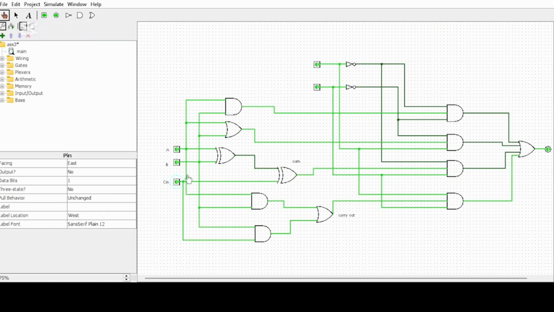Let's say all of them were on, which is 1, 1, 1. You will get 3. 3 in base 2 is 11. The leftmost, which is the carry out, is 1, and the rightmost, which is the sum, is 1. So you see here the sum has been highlighted green, and the carry out too has been highlighted green.